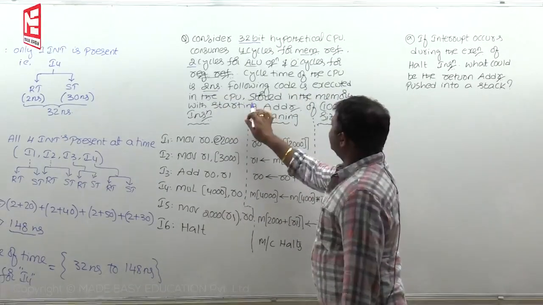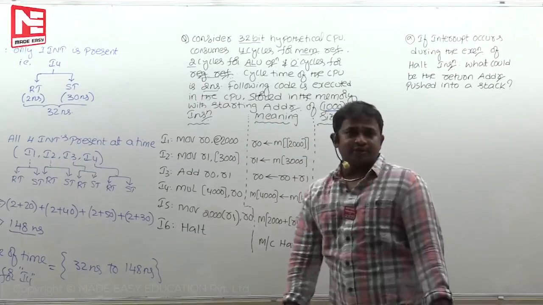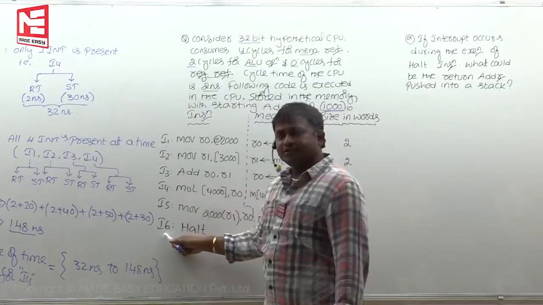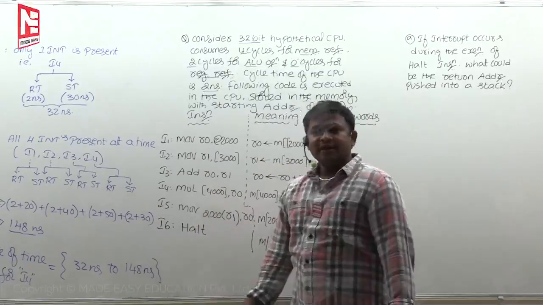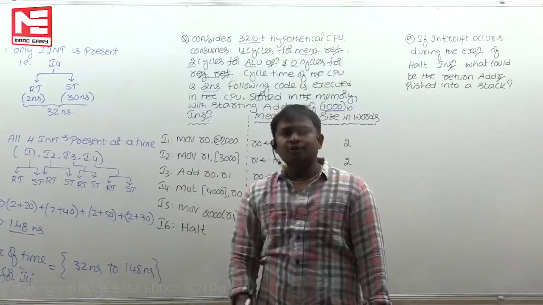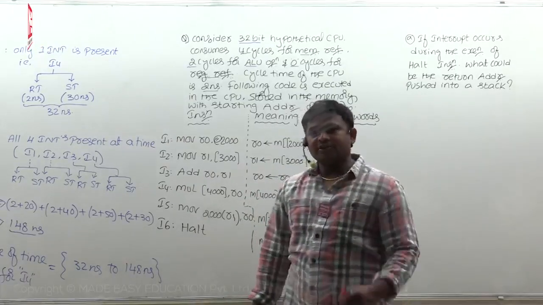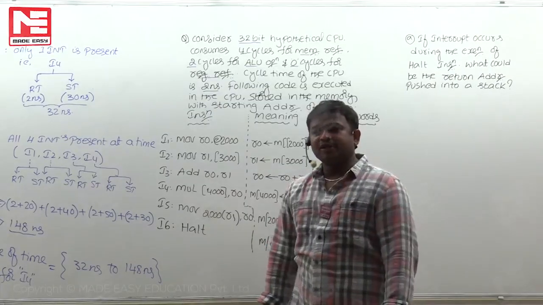The following code is executed in the CPU. The program is stored in memory with a starting address of 1000. So here the code is given. The code contains 6 instructions: move, add, mul, move, halt. It is a combination of data transfer, data manipulation and transfer of control instructions.